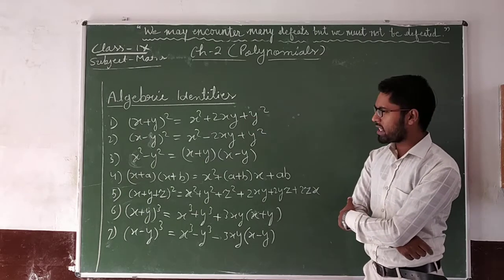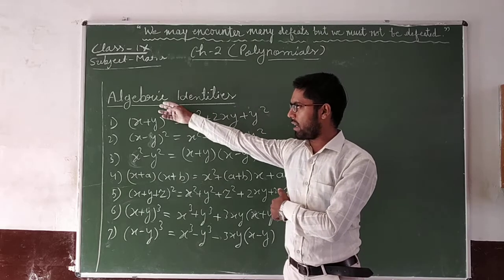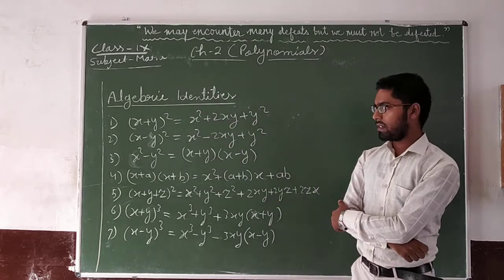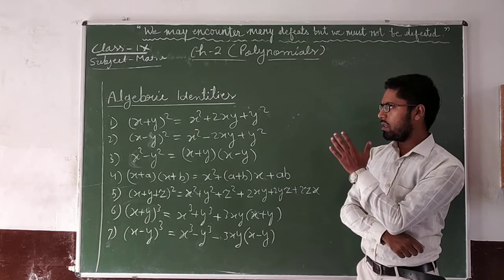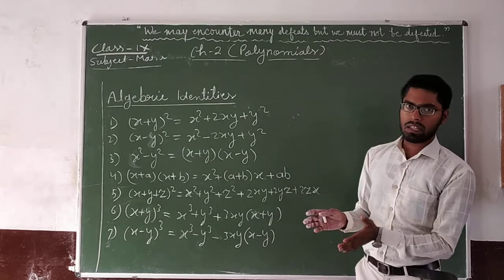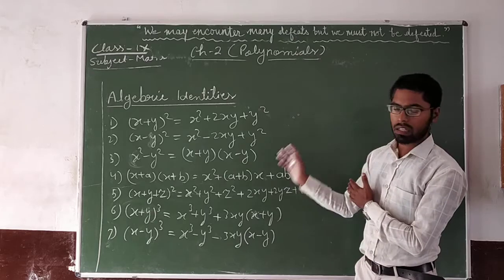Today I am going to express and explain algebraic identities. How many identities are there? 7. So only 7 identities will be used in your next exercise.